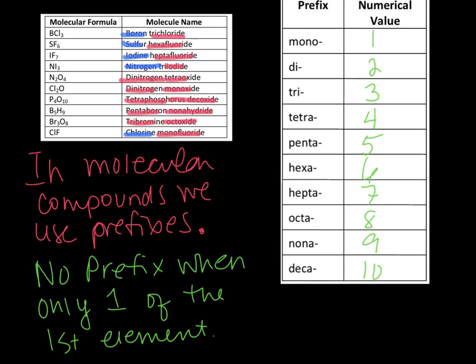Also, I'd like to make a note of the ending of each one of these. The ending of the first element doesn't change. If you see here, boron is just boron, sulfur is just sulfur, iodine is just iodine, nitrogen, dinitrogen, tetraphosphorus, none of those changed. But in the second element, they all changed to end with "ide." So you always need to change the ending to "ide."